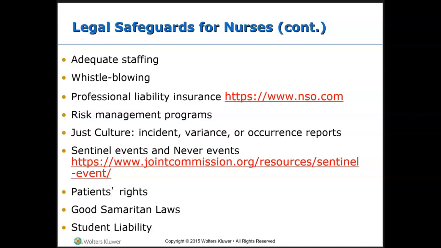The next slide will go over everything that needs to go in an incident report because you do need to know that. A sentinel event is an unexpected occurrence where there is a death or a serious physical injury to the patient. Okay, so that's called a sentinel event.